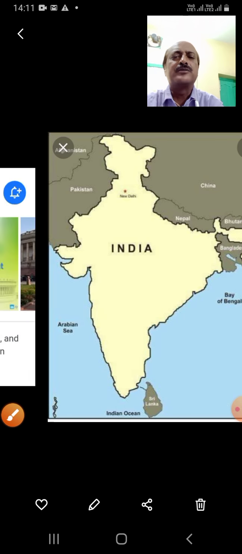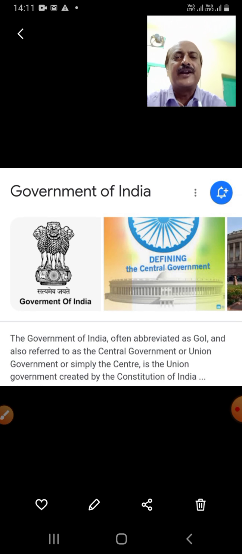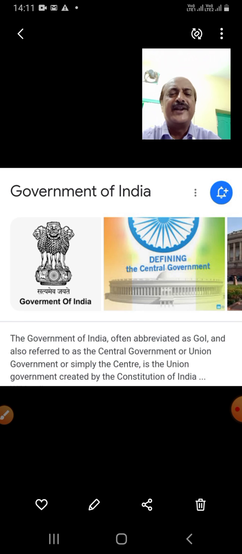Now let us learn about the government of India. The government of India, in short we call it GOI, and also we say it the union government. The central government, we call it the union government. Central government means it rules the whole of the country. The union government is created by the Constitution of India. So central government we also call union government.